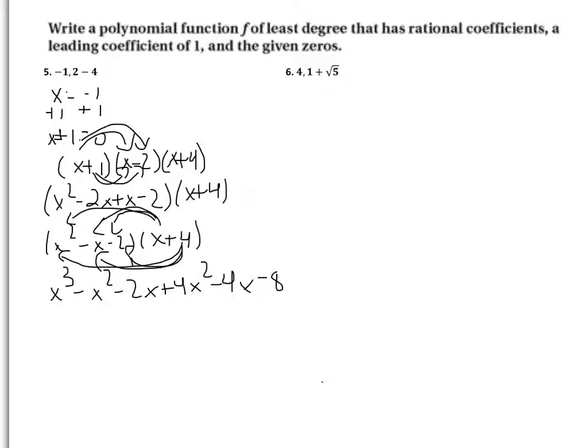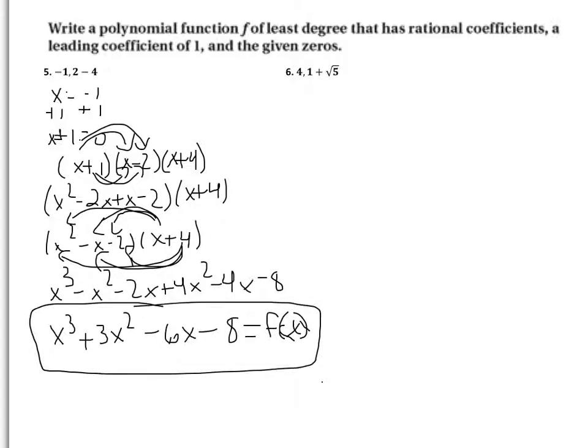So you get, excuse me, x to the third plus 3x squared minus 6x minus 8. There's the polynomial function. So I look up here. What do we have to remember? Well, we have to remember 1 minus the square root of 5.